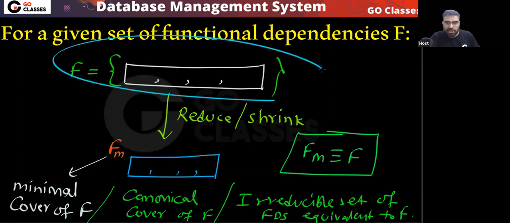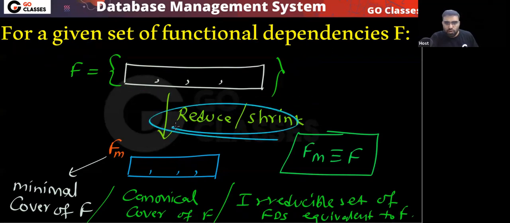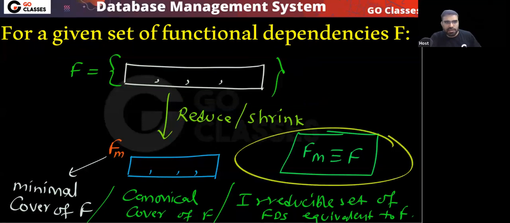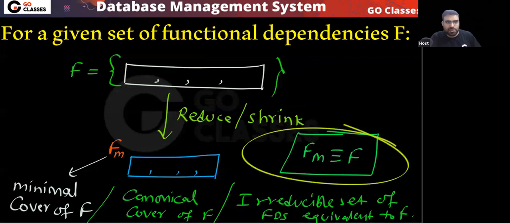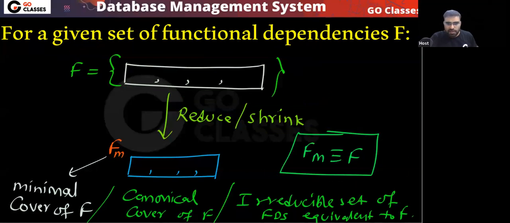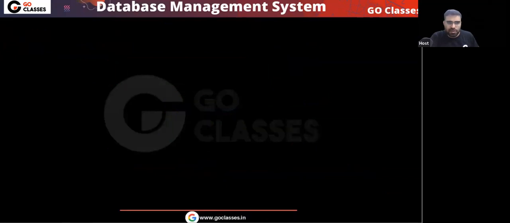So this is the point: you have a set of functional dependencies, you can reduce this, and you can get the minimal cover. Very simple. Remember, the minimal cover is also equivalent to F. Of course, they must be equivalent. But the point is, this minimal cover is not unique. This minimal cover need not be unique. We will see. I will give you the example.